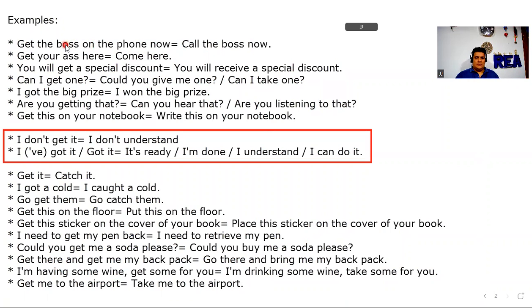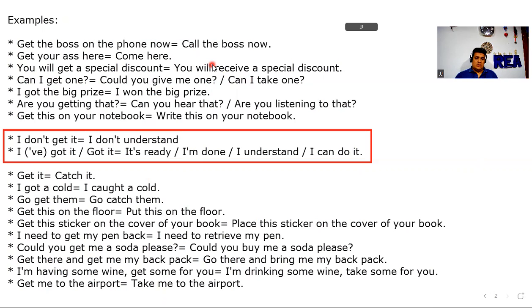You have to understand something: when you speak some languages, you won't get a correct translation, especially if you're using Google Translate, because Google translates everything literally. So if you type in Google Translate "get the boss on the phone now," it will give you some weird stuff, and you will say, no, this is not right. You have to remember that you will never get the right translation.